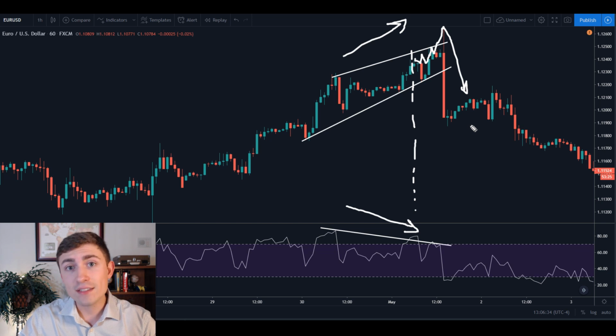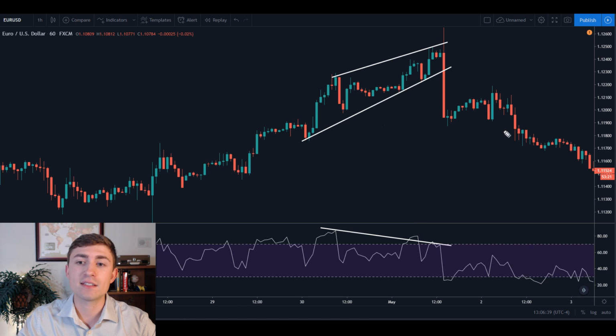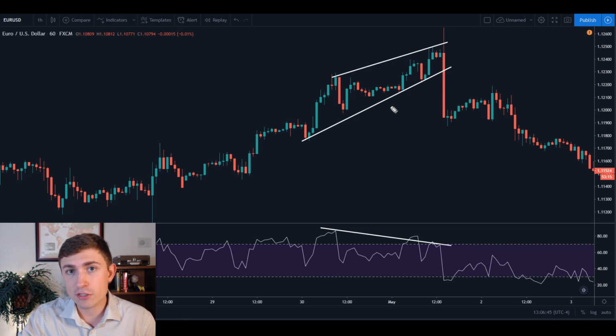But what it does tell me, and one way that I like to look at it, is it gives me a bias. It says, okay, if I'm long on this pair, maybe I hold the horses on buying any further and I close out some of my long positions, and I maybe even start looking for potential sell opportunities or even breakouts.